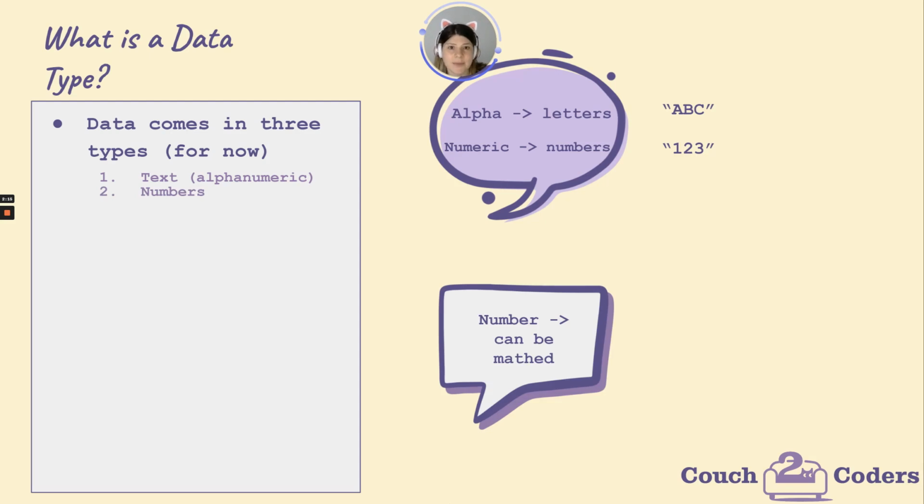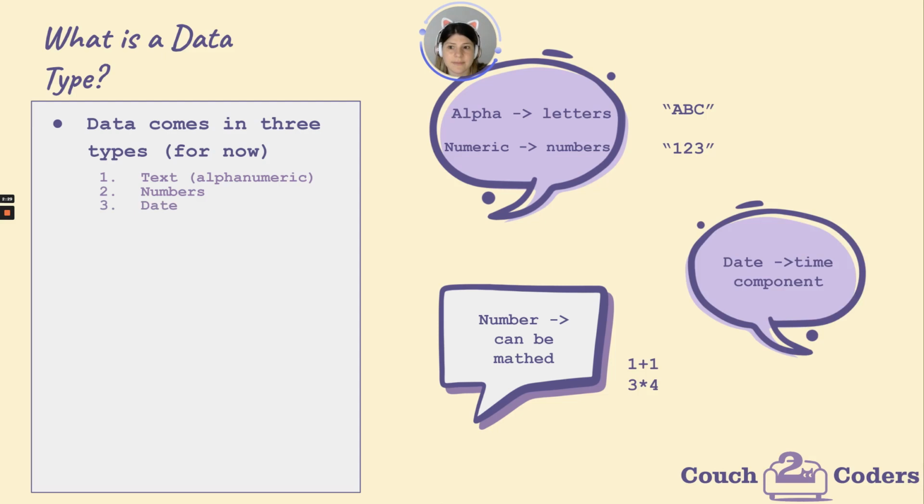The next type of data we have is a numbers type. And the difference between the numeric versus number is that it can be, as I call, mathed. So for example, you can add numbers, you can multiply numbers.